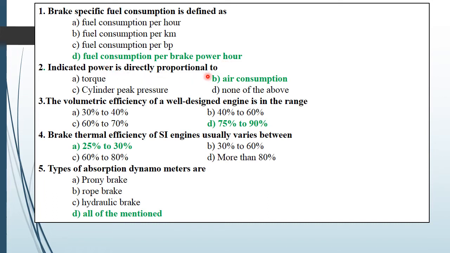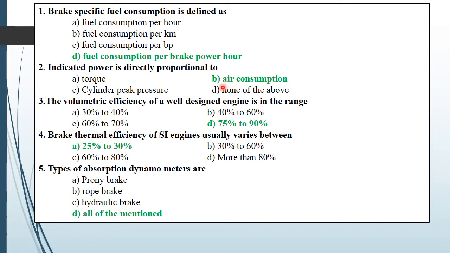Second, the indicated power is directly proportional to torque, air consumption, cylinder peak pressure, none of the above. So the correct option is B, air consumption. Indicated power is directly proportional to air consumption.